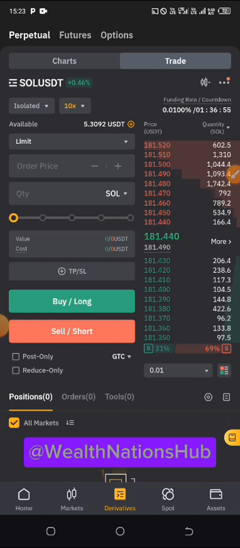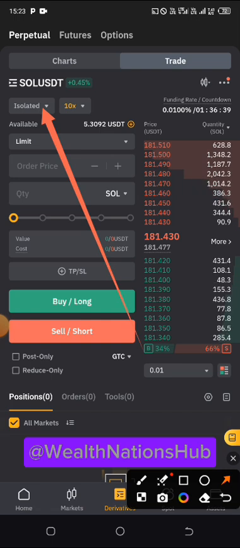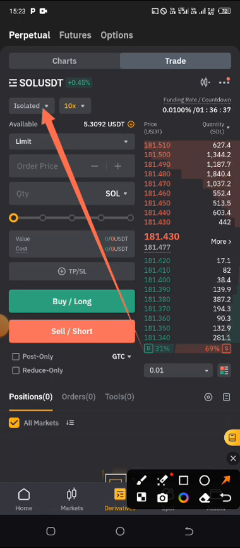Take note of that. In order to preserve your account and not risk your entire portfolio at a time, make sure you set your trading on isolated. Make sure you check it and the trade is on the isolated zone.